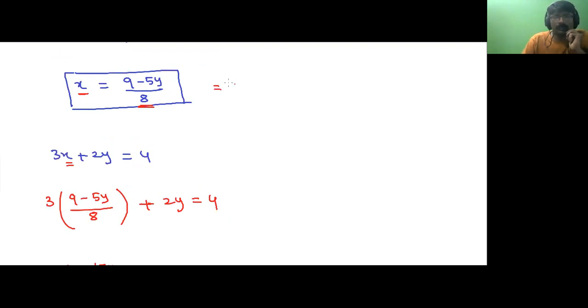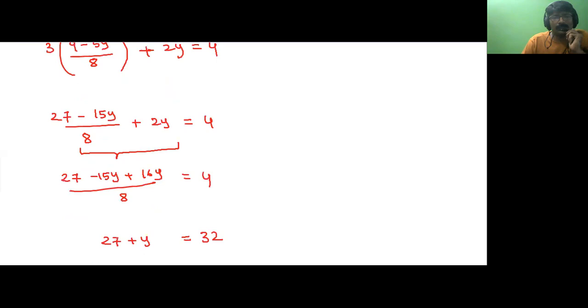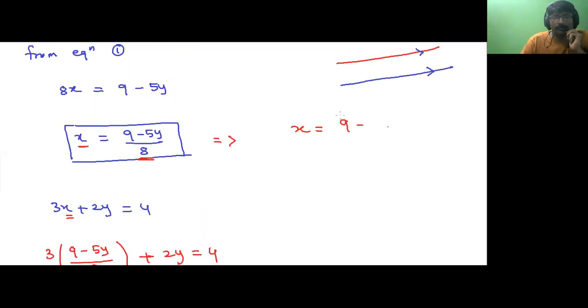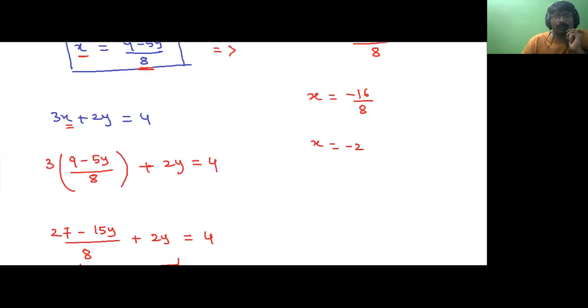So what will become? Therefore, x is equal to 9 minus, what is the value of y? We just now got that as 5. 5 fives are 25 upon 8. So x will become 9 minus 25, which is negative 16 upon 8. So x will become negative 2. So we got the solution.